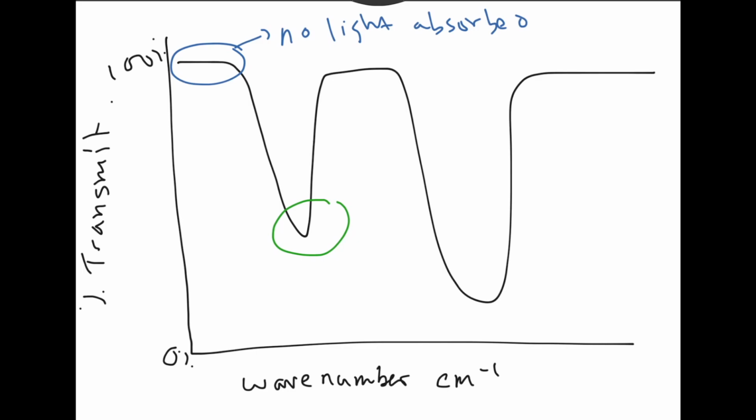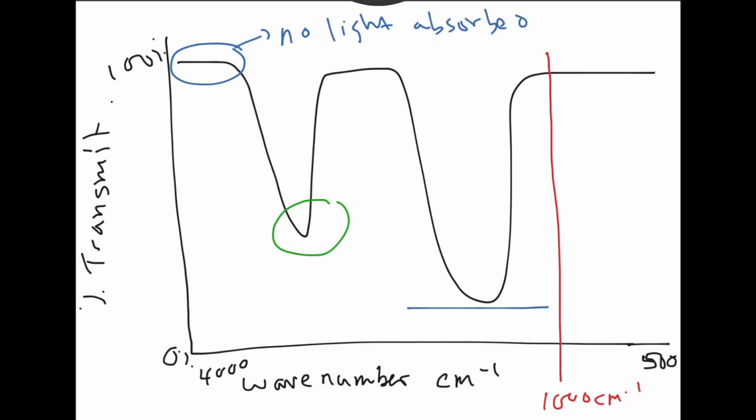Different functional groups have very specific ranges in which they absorb light, and that's how we're able to use the IR to determine what is what. The scale here goes from about 4,000 wave numbers to 500 on the far end. We divide the IR spectra into two broad pieces, right here at 1,000 wave numbers. From 1,000 to 4,000, this is the functional group region.